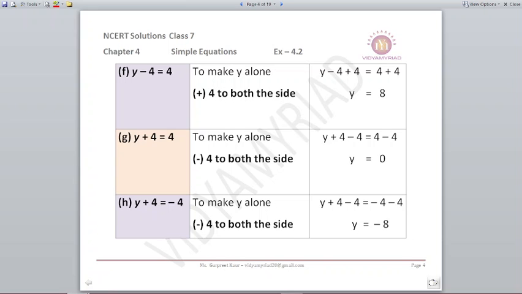Next, y plus 4 is equal to minus 4. Now plus 4 is already there on the left hand side. I need to do minus 4 on both the sides. So it becomes y plus 4 minus 4 is equal to minus 4 minus 4. So y becomes minus 8.